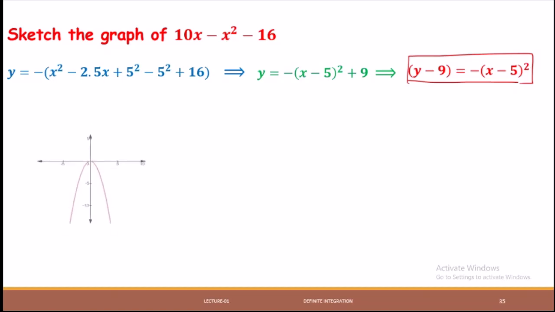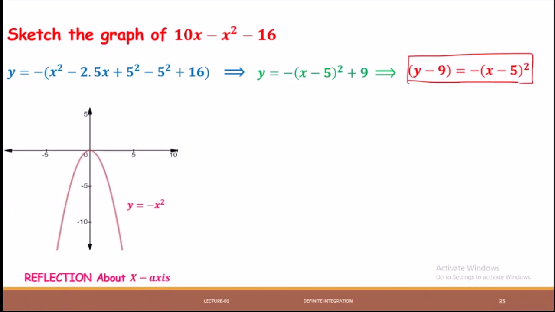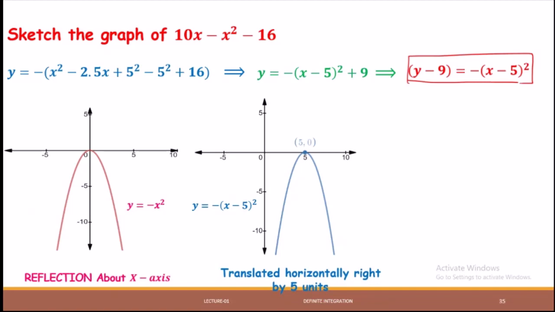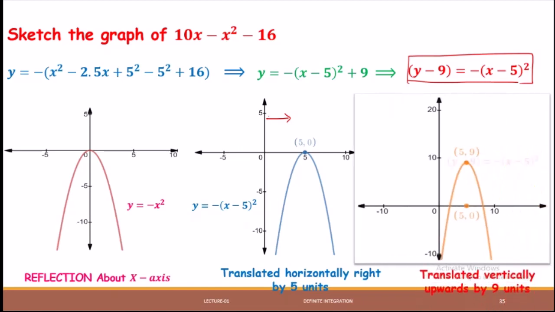First we will sketch the graph of y equals minus x squared, and then horizontally left and vertically up. So horizontally left, that is y equals minus of (x minus 5) whole squared. I think, okay, in this case horizontally right direction, because x is replaced with x minus 5, and afterwards it goes vertically upward by 9 units. So this is the sketch of the required graph. Hope you have understood these examples.